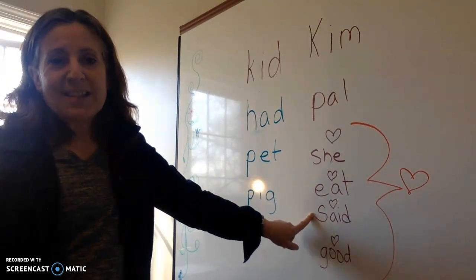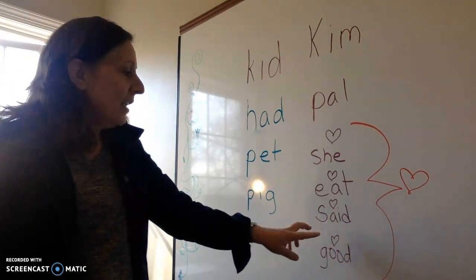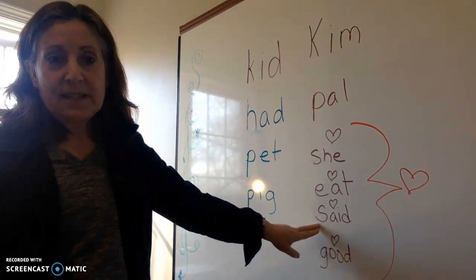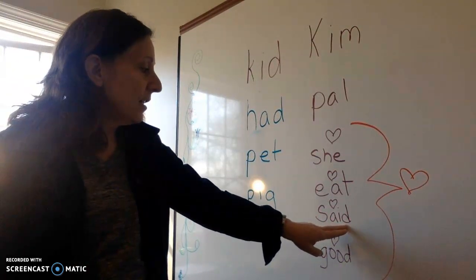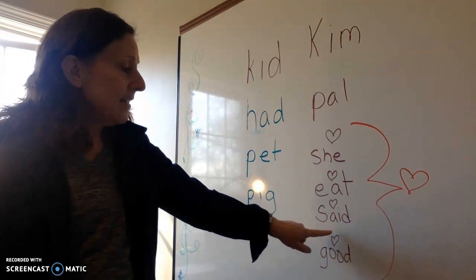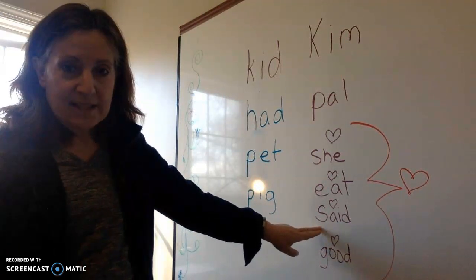Okay, we've talked about said before, and you already know two sounds in this word. You know the S and you know the D. All you have to remember is the AI says eh, S, ed. This word is said.